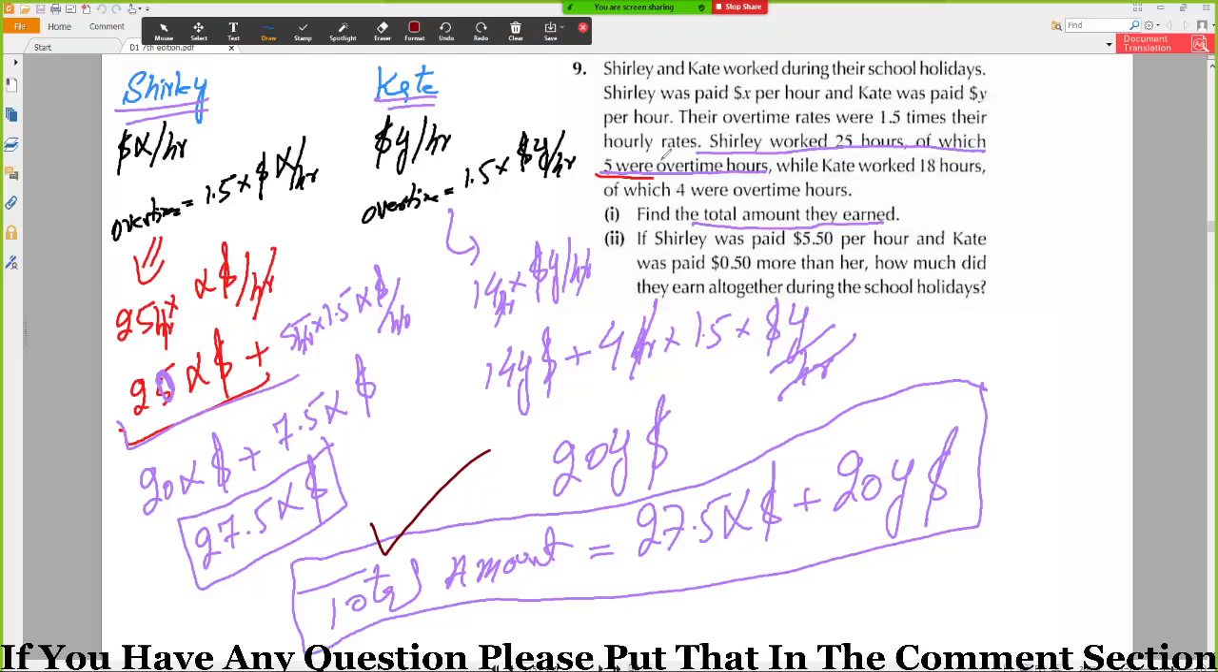You can do 27.5 times 5.5 and then 20 times 0.5 there. And Kate was paid 0.5 US dollar more than her. So what do you think will happen there? Yes, instead of x you will put 5.50 US dollar.